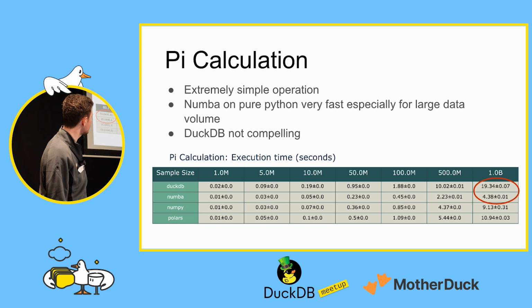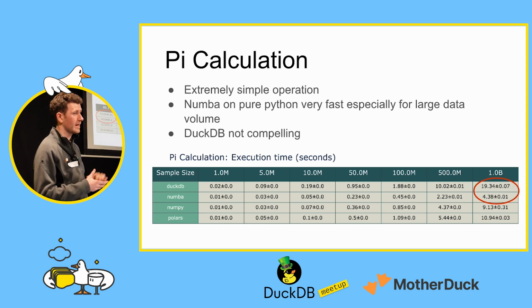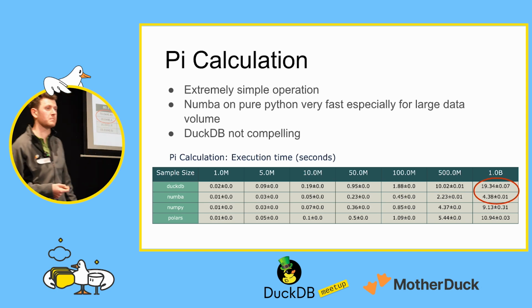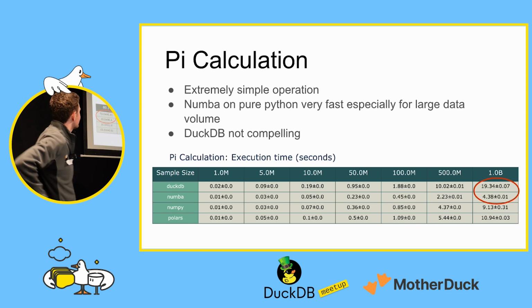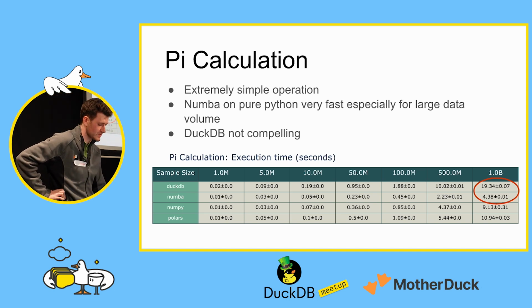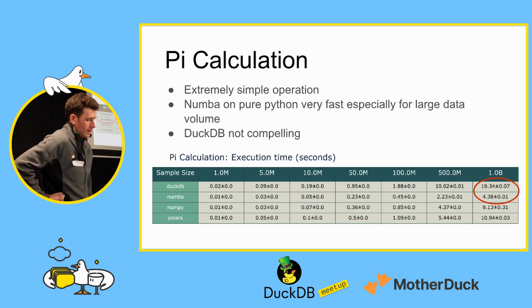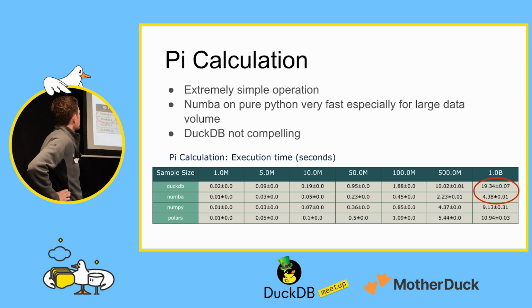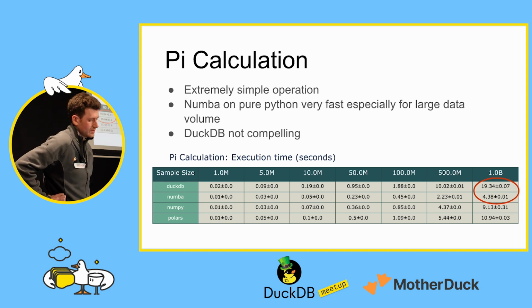So it's a really simple operation, and the answer is really clear, right? So DuckDB is rubbish, we should all go home. DuckDB is taking 20 seconds here on the 1 billion data volume versus Numba, which is very quick, about 4.5 seconds. NumPy 9, so these are all the numbers down here. The columns are sample sizes, and the error bars are from the sampling. This is a simple thing, and you would actually expect Numba to do well here typically.